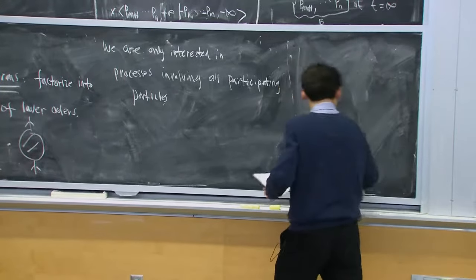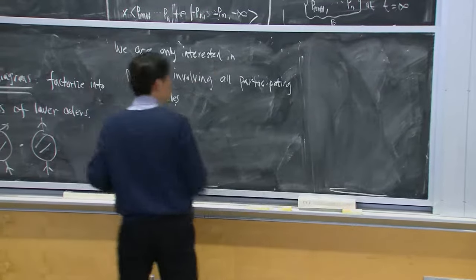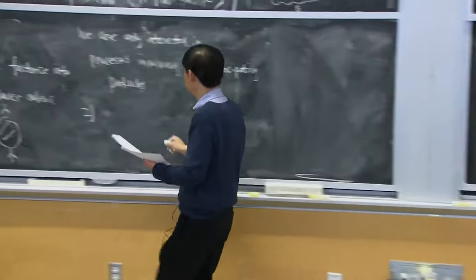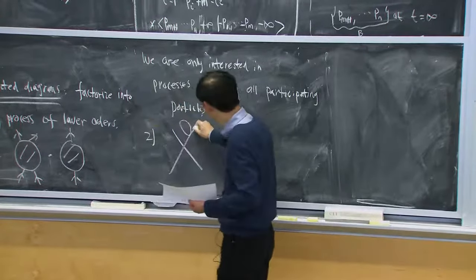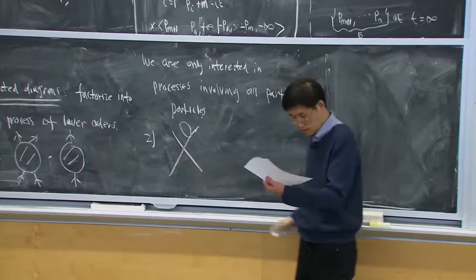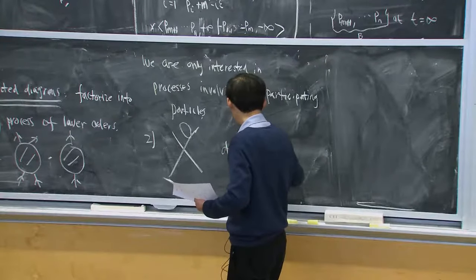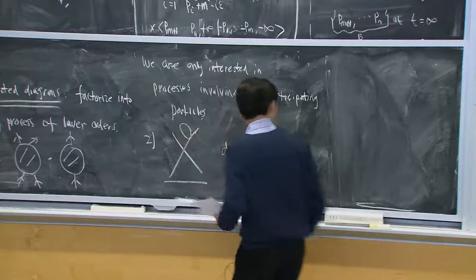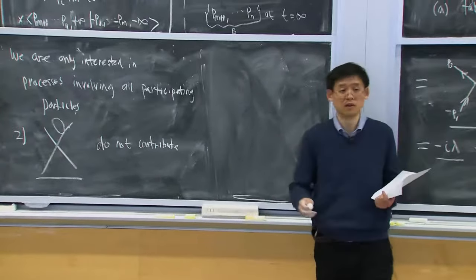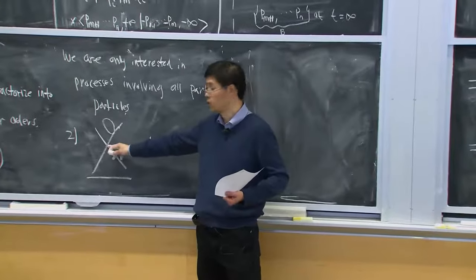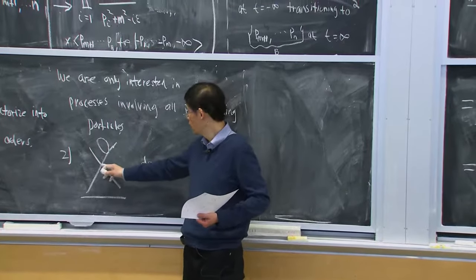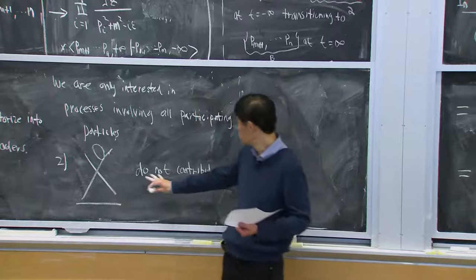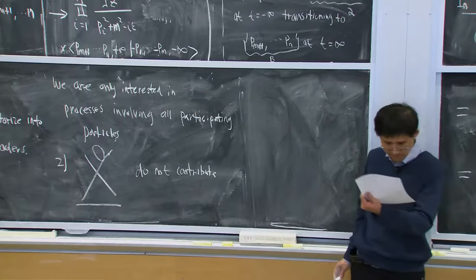So the second remark is that since we truncate all the external legs, we truncate all the external propagators, a diagram where you have a loop on one of the external propagators does not contribute, okay? Because after you have truncated the external legs, it's no different from this one. And so you don't have to count this one separately. Okay, so this one just corresponds to, say, when the particle propagates to infinity, somehow some other process happens to this particular particle. So when you truncate the external legs, you don't include them. Okay.